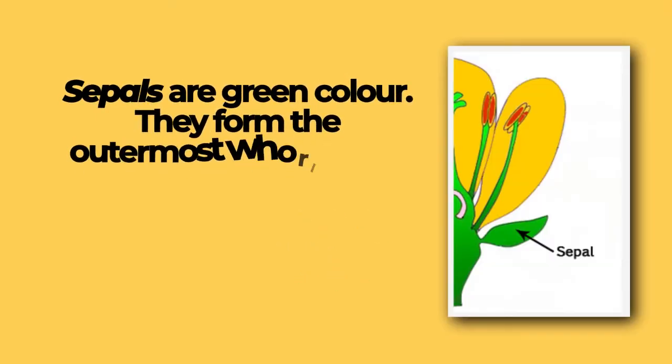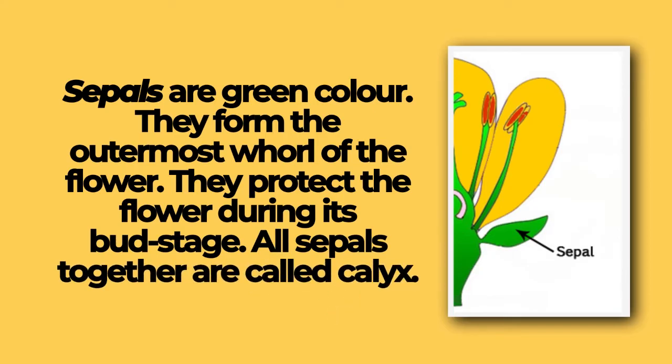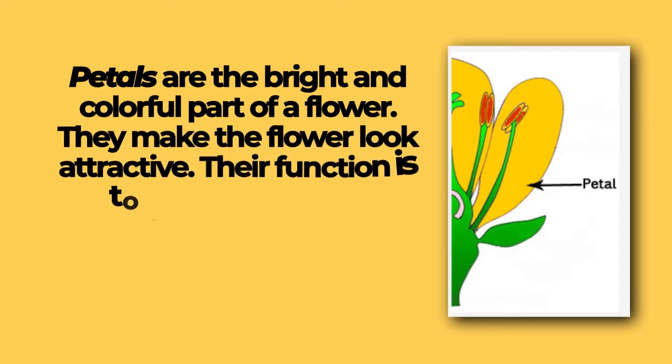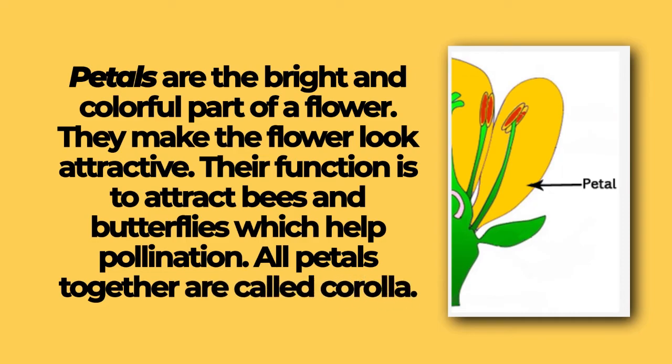Sepals are green color. They form the outermost whorl of the flower. They protect the flower during its bud stage. All sepals together are called calyx. Petals are the bright and colorful part of a flower. They make the flower look attractive. Their function is to attract bees and butterflies, which help pollination. All petals together are called corolla.